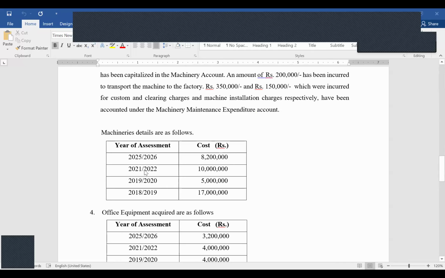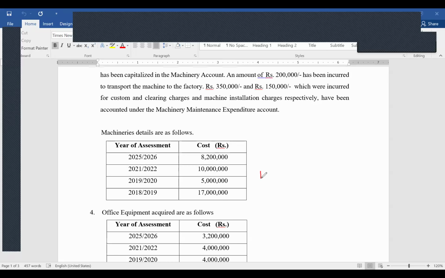Then you have given the breakup of the opening balance: 2021 year of assessment purchase 10 million, 19-25 million, 18-19 17 million. Then you have to consider the period of use of this asset. The earliest one is 18-19. From 18-19 you have to consider how many years that person has used this asset. For the purchased year of assessment also we have to grant capital allowances. That means for the 18-19 period we have to grant capital allowances. Then calculate it.